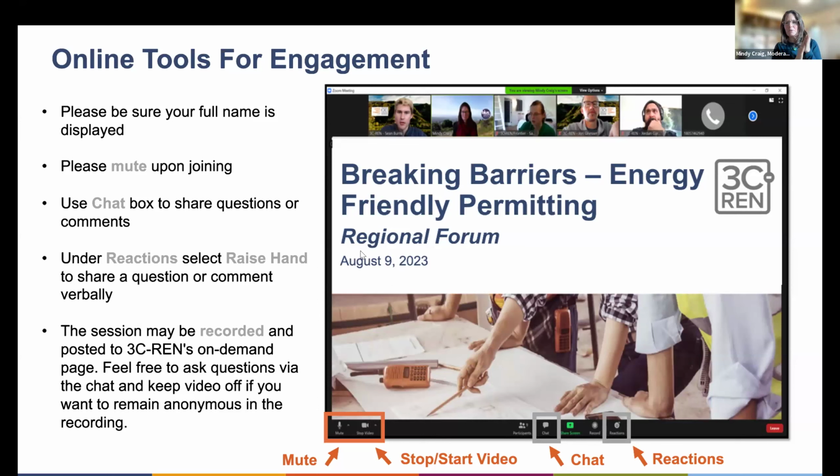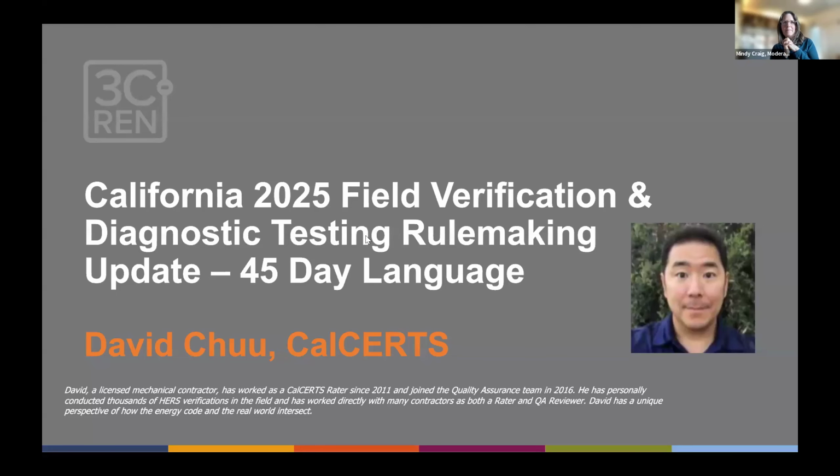All right, so let's get moving on into our program. I want to have David Chu from CalCerts come and join us here. He's a licensed mechanical contractor. He's been working with CalCerts as a rater since 2011. And he has conducted thousands of HERS verifications and has worked a lot with different contractors as both a rater and a QA reviewer. So he's going to provide us his unique perspective on how the energy code and the real world intersect. So David, let me hand it over to you and take us away.